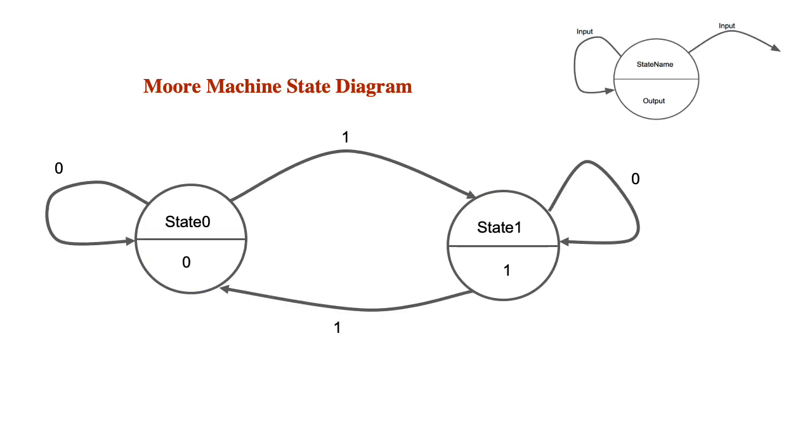Here's an example of a Moore machine state diagram in which we have 2 states. If the input is 0, we loop back to state 0. If the input is 1, for example, we're going to move to state 1. And if we are currently in state 1 and the input is 0, we're going to stay in the same state and output 1 continuously until we receive an input of 1. Then we're going to move to state 0 and so on. So this is just a basic example to help you better understand the state diagram of a Moore machine.